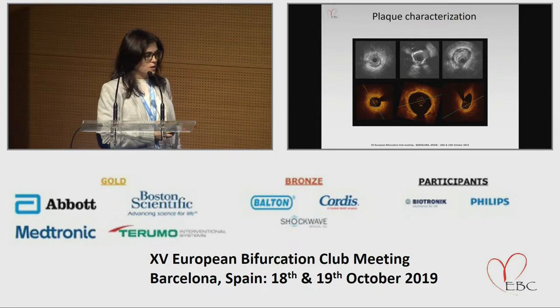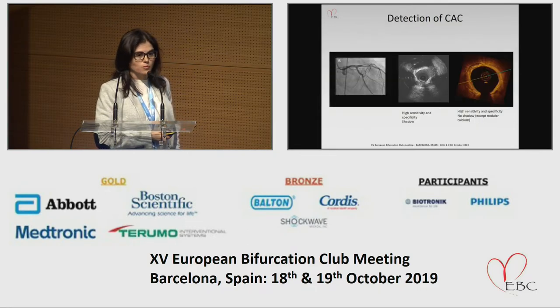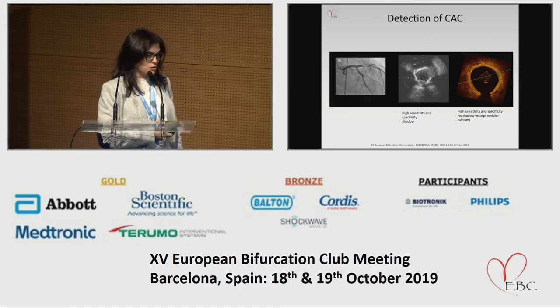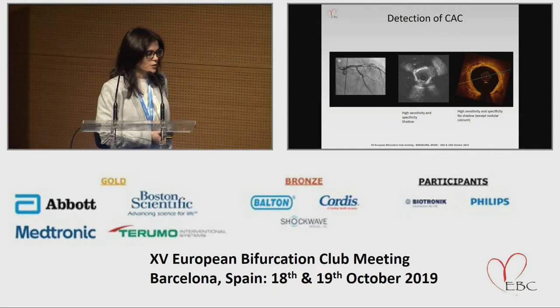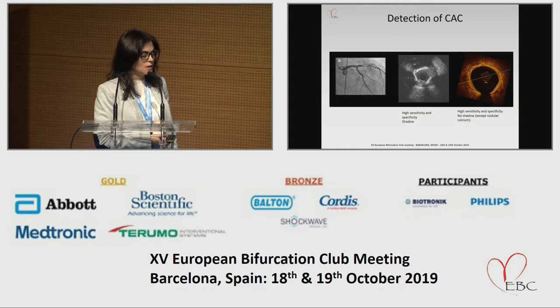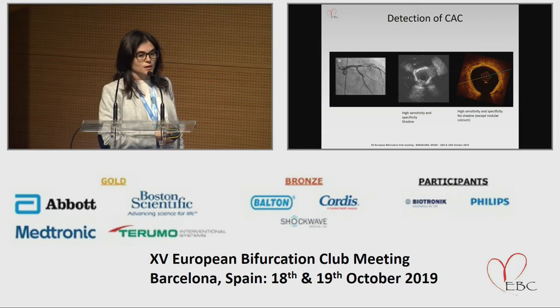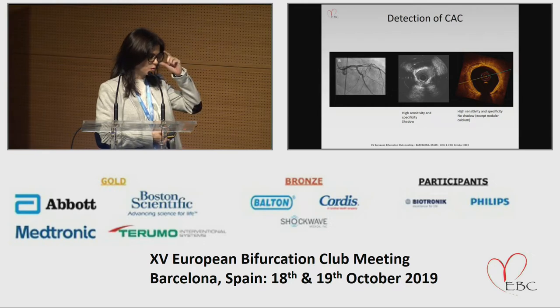Of course, the most relevant type of plaque for our interventions is calcium. And we know that angiography is not excellent for determining the distribution of calcium. Intracoronary imaging is much better in this regard. Both IVUS and OCT are very sensitive in detecting the presence of calcium. In the case of IVUS, there is calcium-induced shadowing. This doesn't happen in OCT. So with OCT, we can actually assess the thickness of the calcium, and this is a difference between the two techniques.